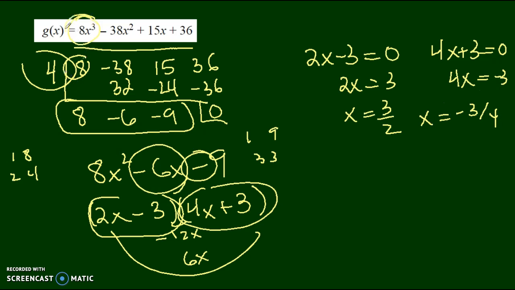So all the zeros for this polynomial are 4, 3 halves, and negative 3/4.